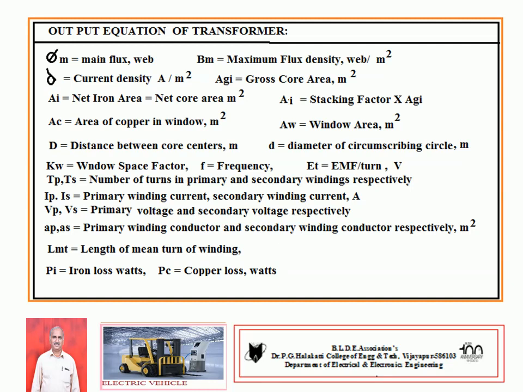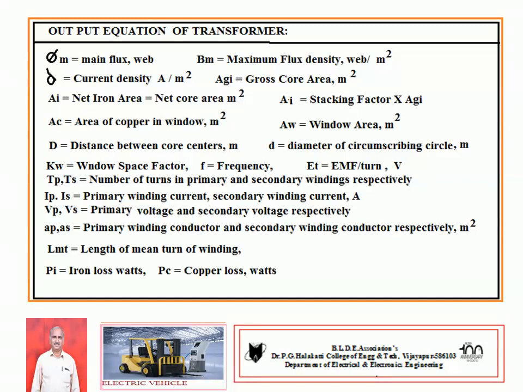Before going to the actual design, a list of symbols is required. These are the list of symbols. Before making the output equation, try to remember them, and write the ones necessary in the derivation. Consider phi m to be the main flux, Bm the maximum flux density in Webers per meter square, AGI the gross core area in meter square, and net iron area AI, also called the net core area. Always areas are specified in meter square.